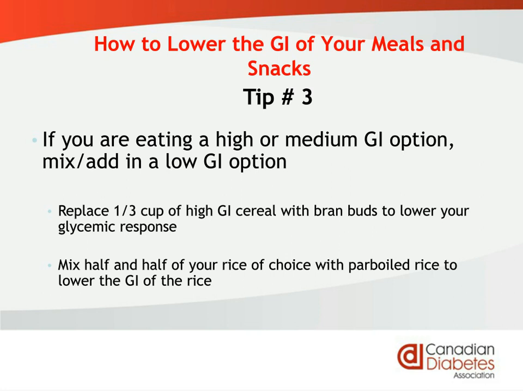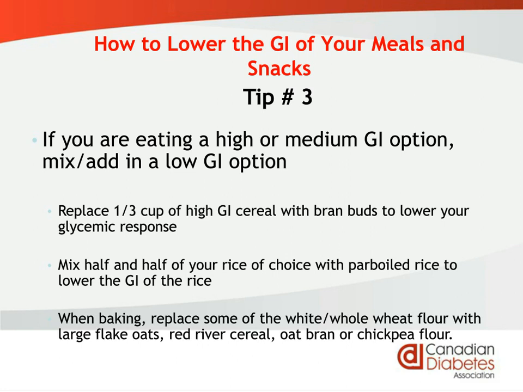And then the last tip, if you like to bake, you can replace some of the white or whole wheat flour in, say, your bread or your muffins with large flake oats, Red River cereal, oat bran, or chickpea flour to lower the GI of the food. And you can play around with these different types of low GI grains and see which one suits your personal taste the best.